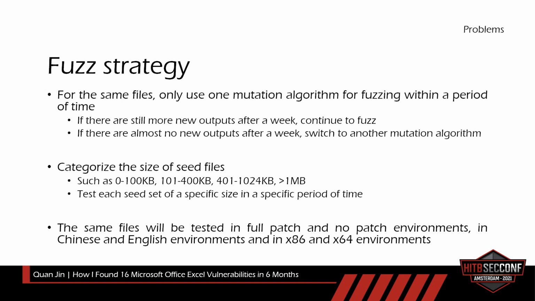Categorize the size of seed files, such as 0 to 100 KB, 101 to 400 KB, 401 KB to 1 MB, and larger than 1 MB, and test each seed set of a specific size in a specific period of time. The same file will be tested in full patch and no patch environments, in Chinese and English environments, and in x86 and x64 environments.